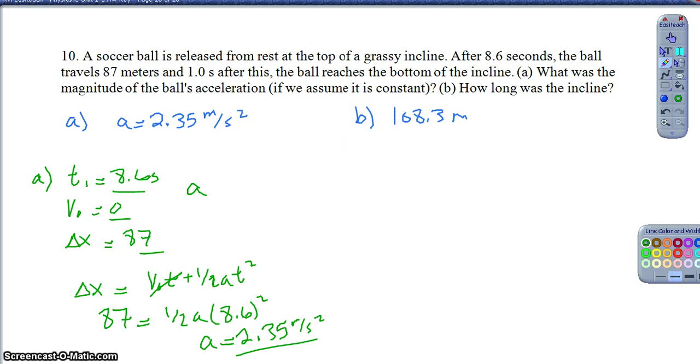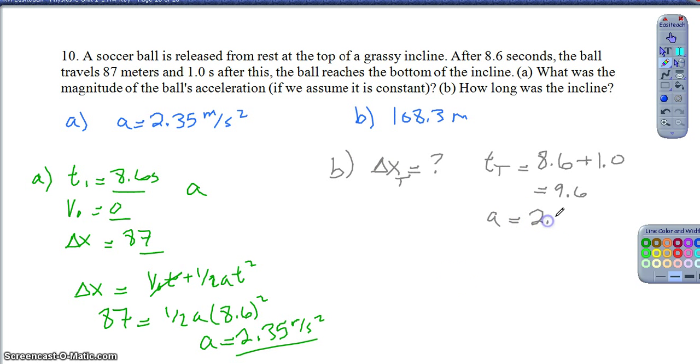The easiest way though would be, let's just reset this all the way from the beginning. If I go all the way back to the beginning, I'm looking for how long the total ramp was, right? But I know that the total time that it takes to reach the bottom of the hill would be my 8.6 plus the additional 1 second, so in other words, 9.6. I now know my constant acceleration, right? They told us it was a constant acceleration. I just found that to be 2.35 meters per second squared.